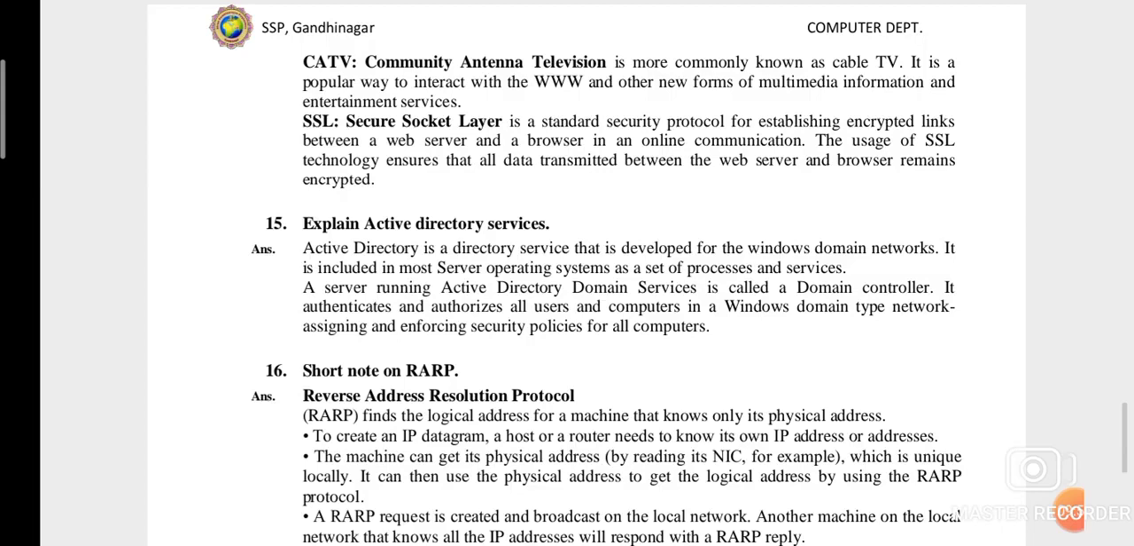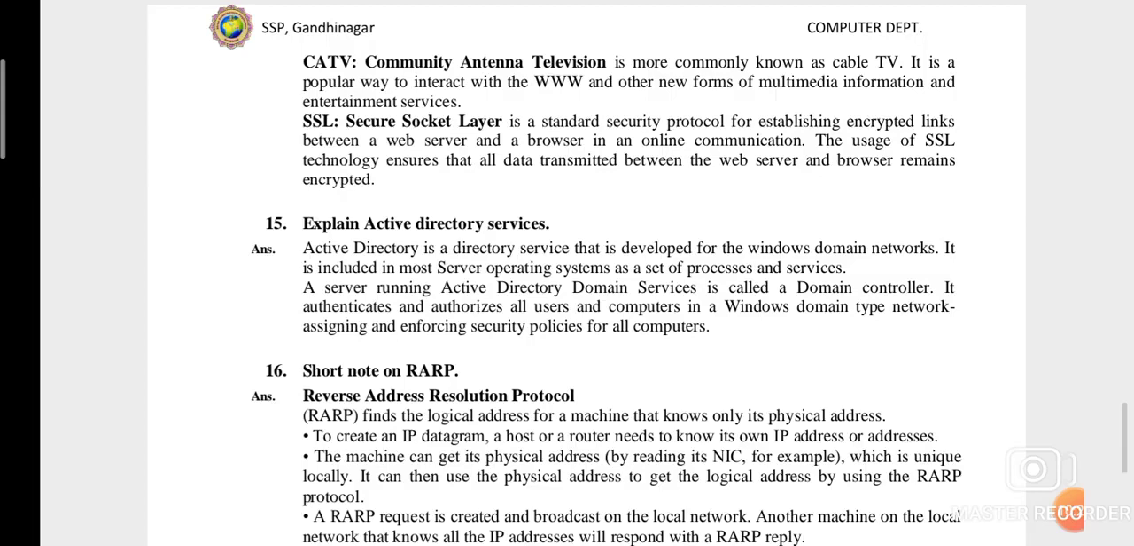SSL stands for Secure Socket Layer. Secure socket layer is a standard security protocol for establishing encrypted links between a web server and a browser in an online communication. The usage of SSL technology ensures that all data transmitted between the web server and browser remains encrypted.